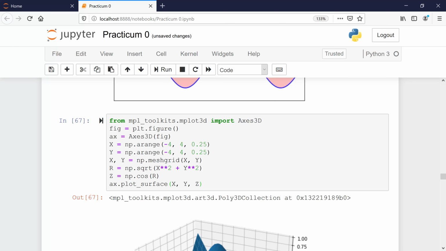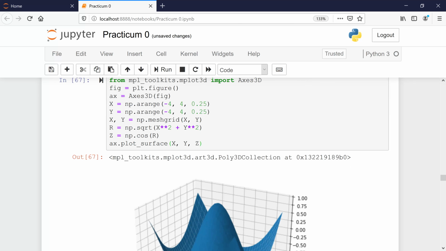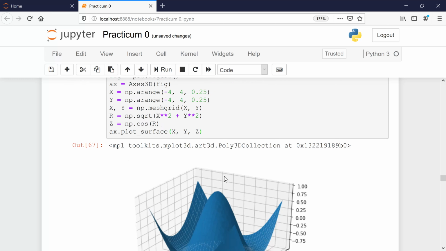So try to experiment with it. Try other functions. See what happens. Here we have the cosine of this, but you can take the sine. You can take other things.